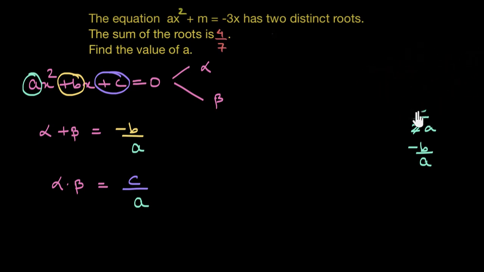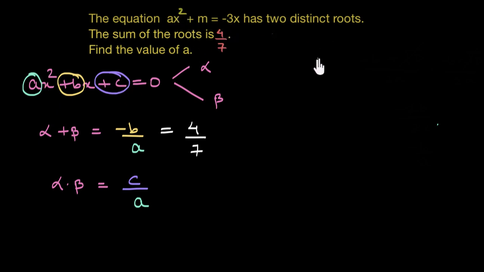So having said that, once we know the relation between the roots and the coefficients of a standard quadratic equation, let's now try to solve this question. In the question, it is given that the sum of the roots is 4/7, which means alpha plus beta is 4/7. But make sure your quadratic equation is in standard form.